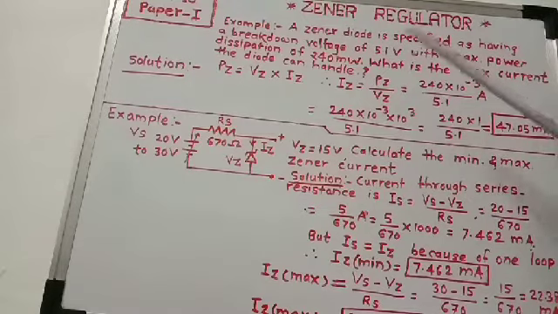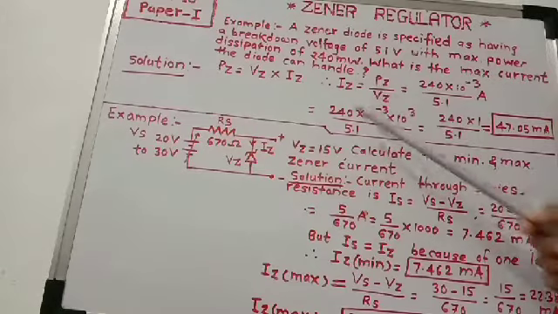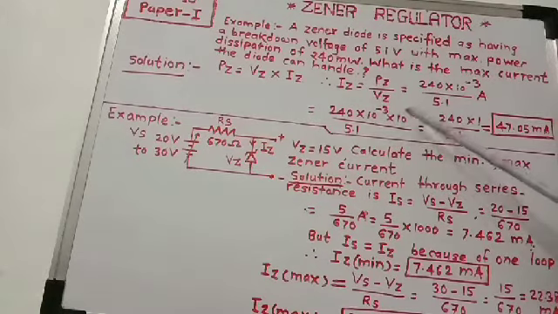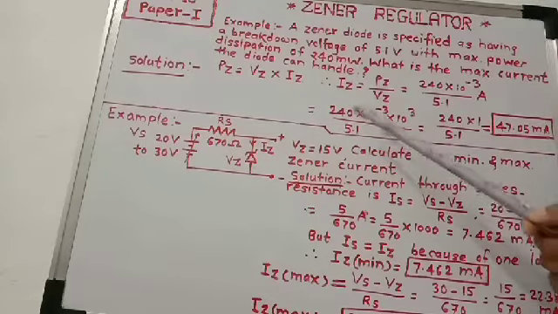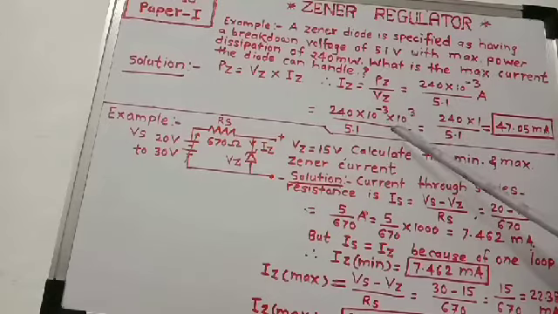Now this power is in milliwatt. So first convert it into watt. 240 milliwatt means 240 into 10 raised to minus 3 watt, divided by VZ, 5.1 volt. So this current will come in ampere. Convert it into milliampere. That is, multiply this factor again by 1000 or 10 raised to plus 3. So 10 raised to minus 3 into 10 raised to plus 3 is 10 raised to 0, means 1.